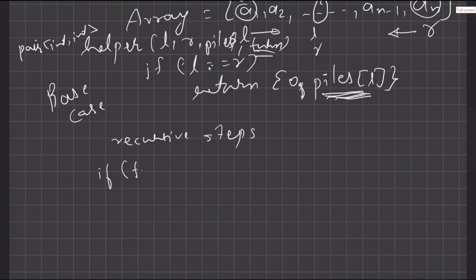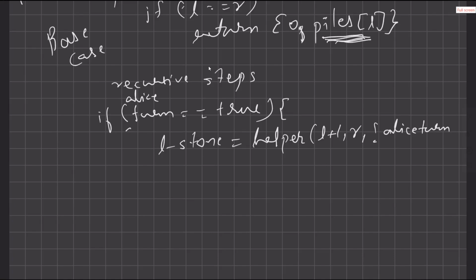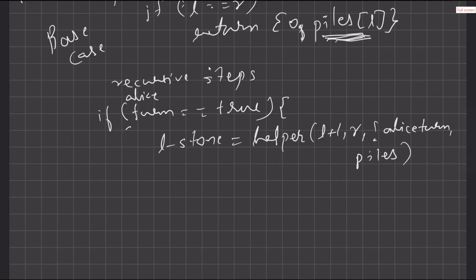We'll check if turn is true, which means it's Alice's turn. If it is Alice's turn, we'll definitely choose two elements. We'll say left stone. It is going to call the helper function. Since Alice is using a stone from the left, the left pointer will move ahead, right will remain the same, and this turn, whatever we have for Alice's turn, will flip its value. Since it is true, it will flip to false, and we'll be passing this piles vector.